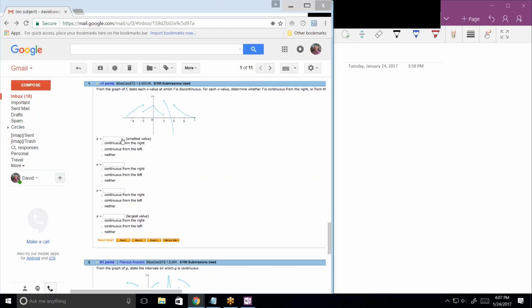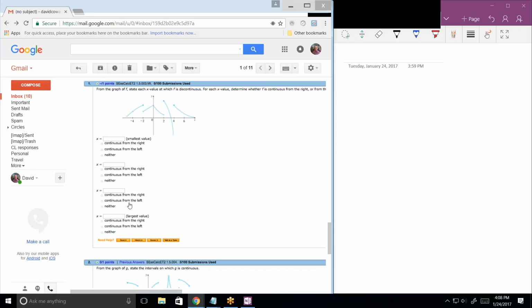So -4 is the smallest, and it's neither. It's not continuous from the left or the right. And then the second one would be -2 and continuous from the left because the closed dot is there, so I can go up to that thing right there. Is that correct? Okay. Yeah.